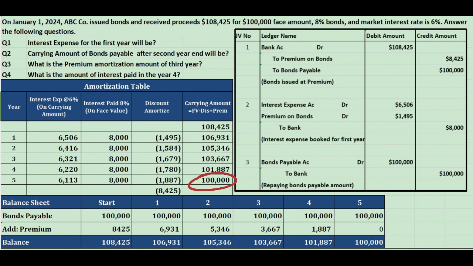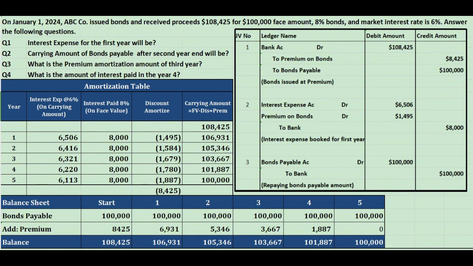See the balance sheet disclosure with premium. Each year premium will be reduced and carrying amount of bonds payable will reach its face value. See the journal entries now. First entry: when bonds are issued at premium, bank account is debited with $108,425. Premium on bonds credited with $8,425. Bonds payable is credited with $100,000. Because final liability of bonds is $100,000 only.